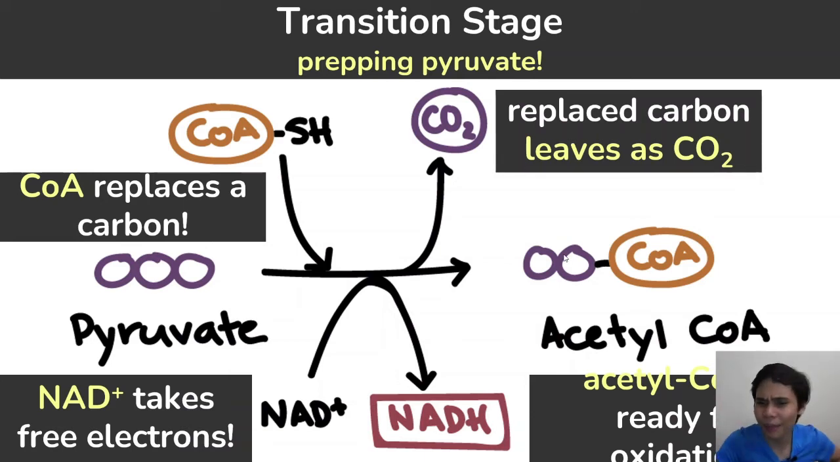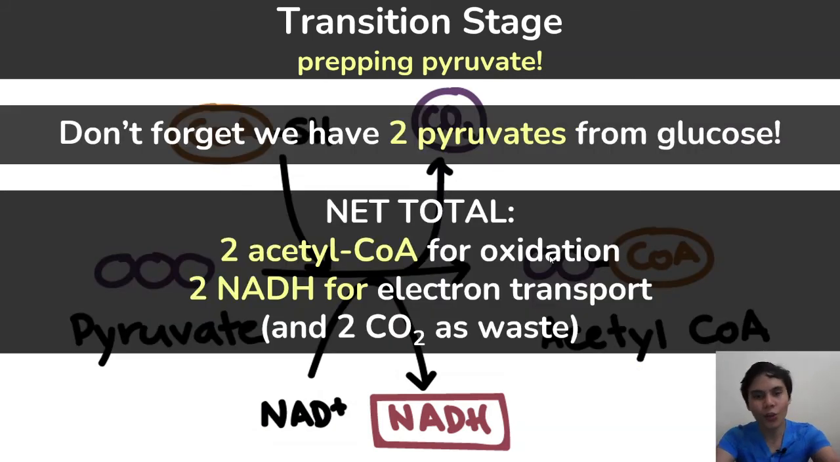So in your energy and metabolism lecture, you may have remembered the cofactor term. These are enzyme helpers. So that's the point of CoA. It helps the enzymes that are going to come up in the next stage rip off the electrons from the rest of this acetyl group, right? So again, don't forget we have 2 pyruvates that we got from a single glucose. These 2 pyruvates, each of them will become 1 acetyl-CoA. So we get 2 acetyl-CoA for oxidation and 2 NADH for electron transport. And of course, we have carbon dioxide as waste.